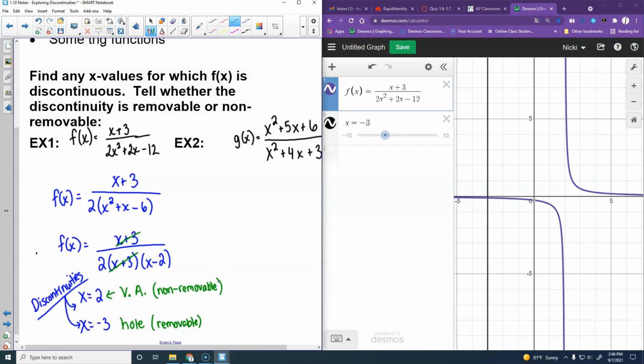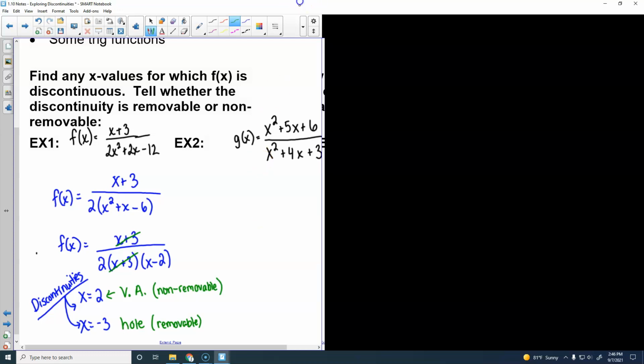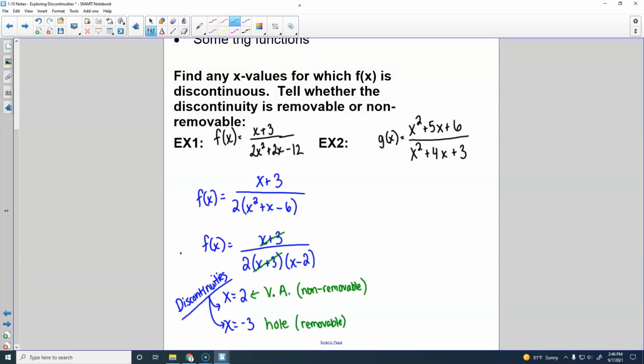They made us do this with exponents, like x to the 3rd on the bottom. Yeah, you can do that. Yeah, they made us do that. Yeah, they can make you do that, but we'll stick to things that are like this. We'll just stick with this.